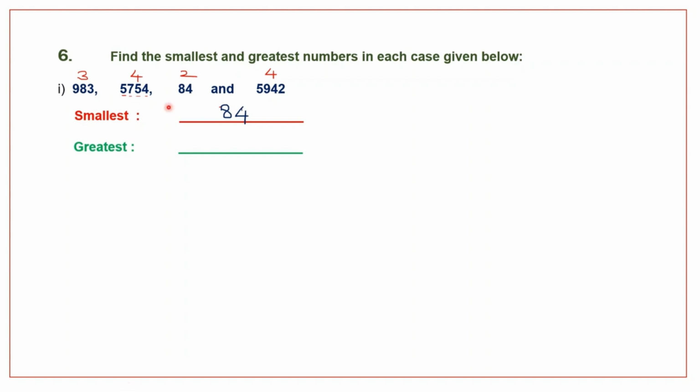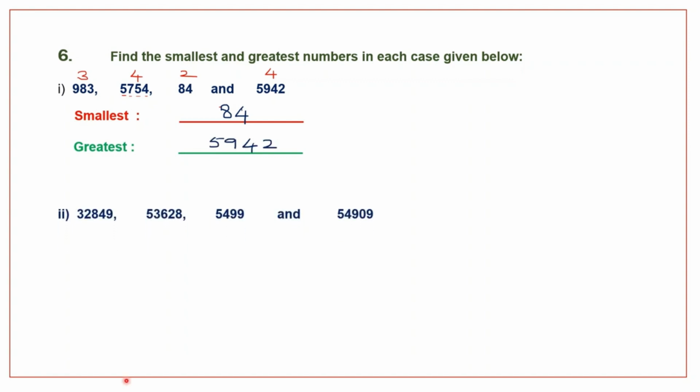But look at the numbers here. We have two numbers that have 4 digits each. So if the number of digits is the same, then we have to look at the digit on the extreme left. So extreme left is 5 here, and there also it's 5. So both are the same. So when they are the same, now look at the next digit. The next one is 7 and 9. So which is the bigger one, 7 or 9? 9 is the bigger one. So this is the greatest number, 5,942. So let's write that down, 5,942.